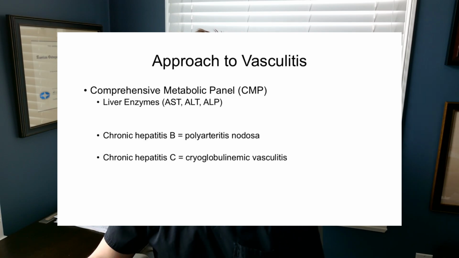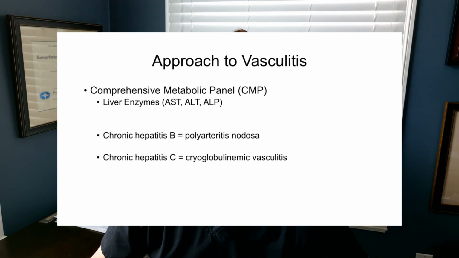When looking at a patient's liver function, meaning their AST, ALT, alk phos, bilirubin, it doesn't really help much in pointing to a specific cause of vasculitis, but if the patient had chronic elevations in their LFTs, this might point to a chronic hepatitis like from B or C.